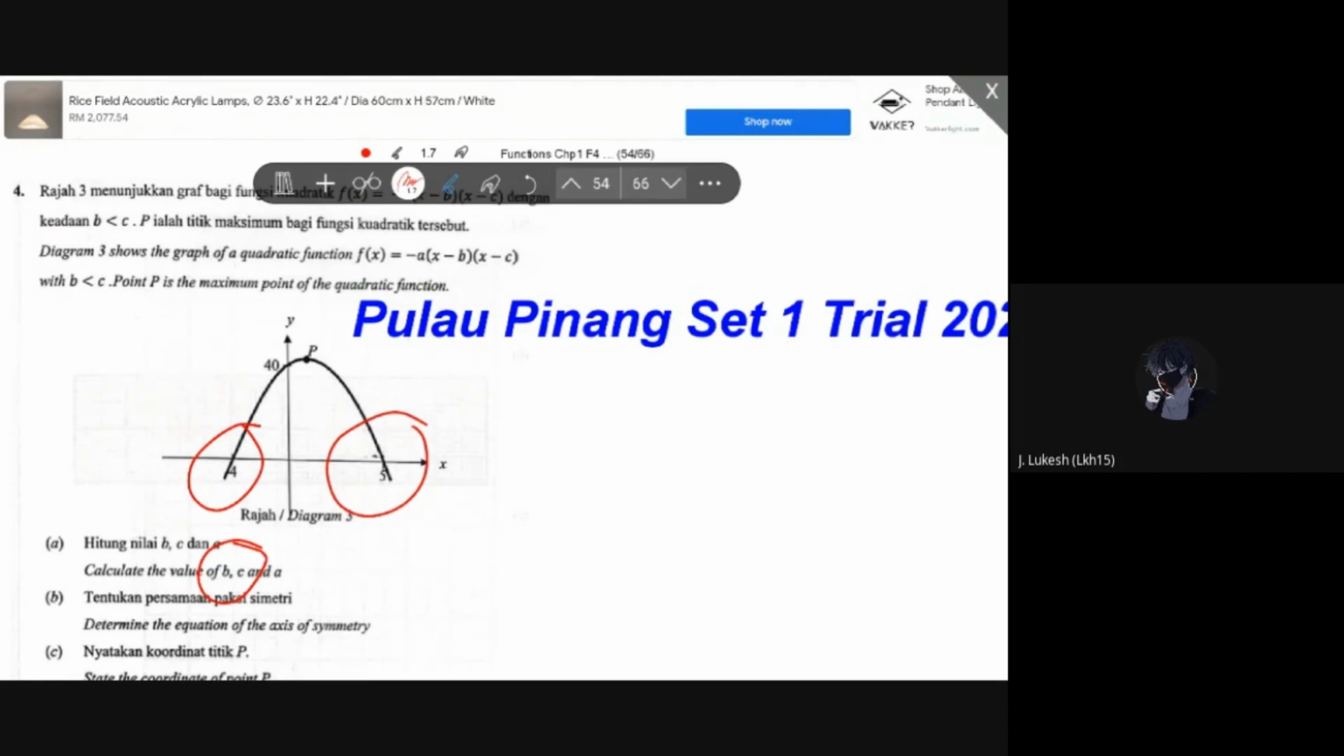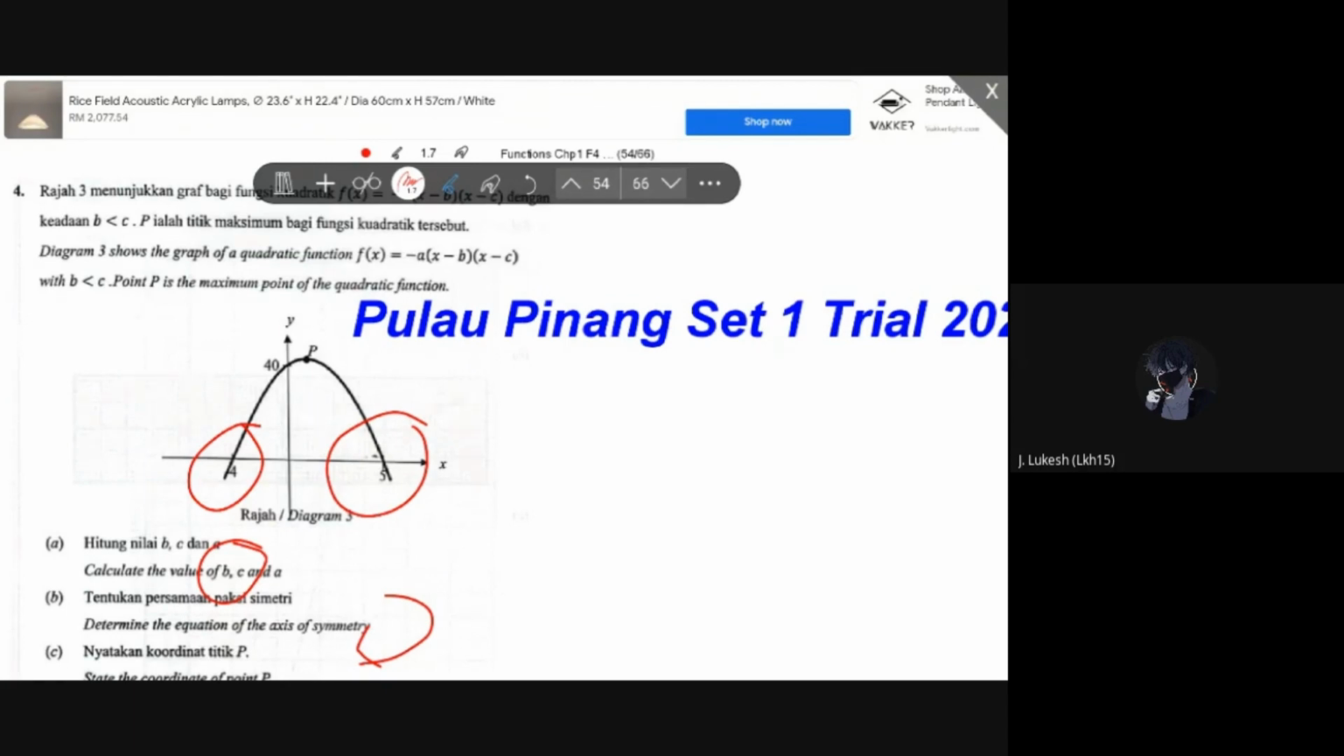Yeah, that one is later question. B and C. But for A, not yet. B and C, we use that method lah. Okay. So, B, C, A. Now, we have this value.